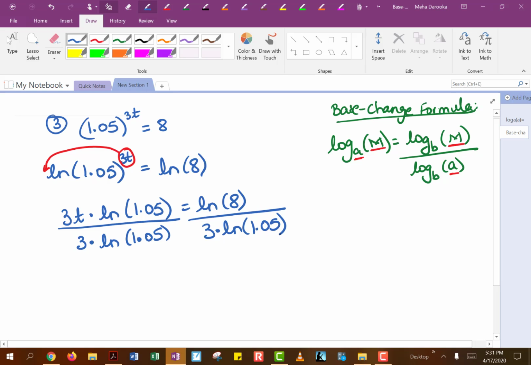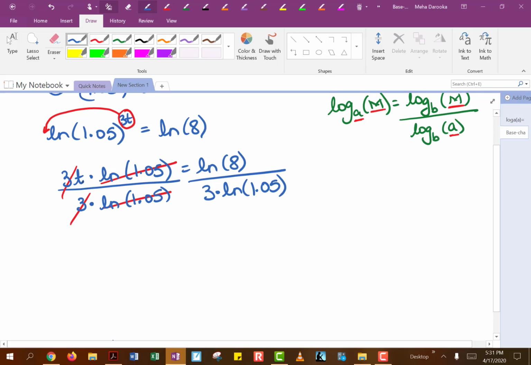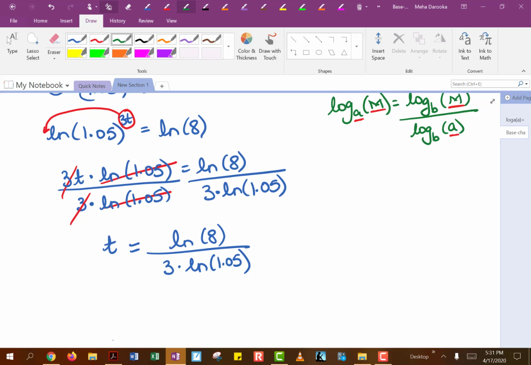Okay, so this will cancel out the t from here and the natural log of 1.05, leaving us behind with just the variable t. And now you can put this in your calculator and go ahead and solve this. So in your calculator, what you can do is first type in natural log of 8, make sure you close that parentheses, divided by 3, hit enter.